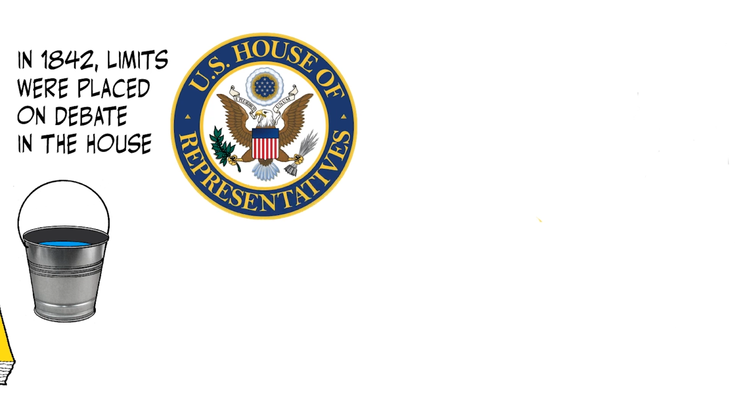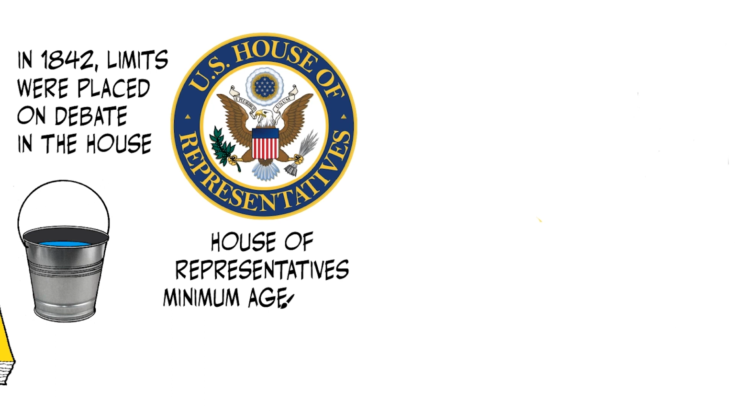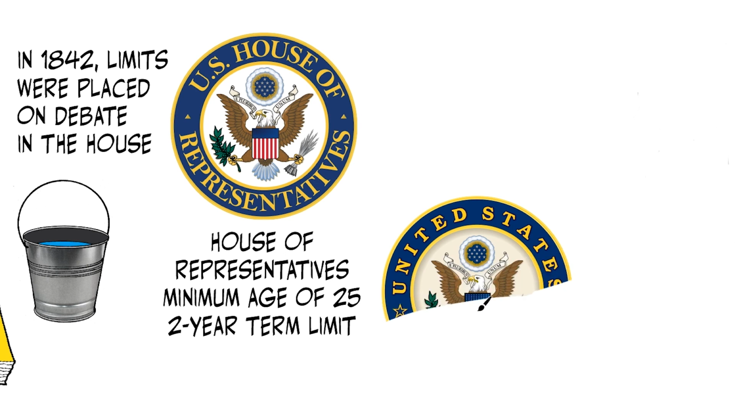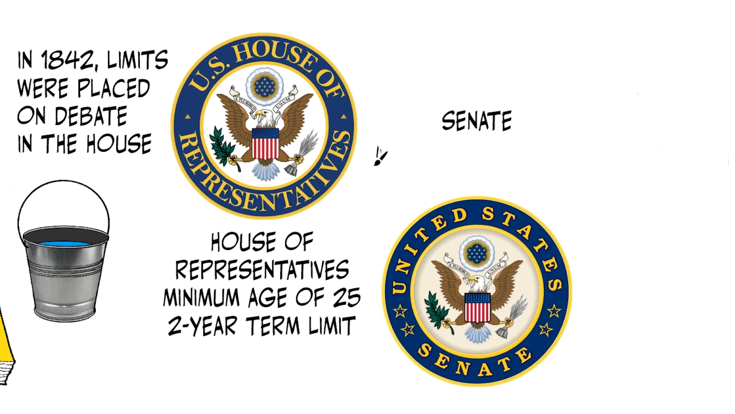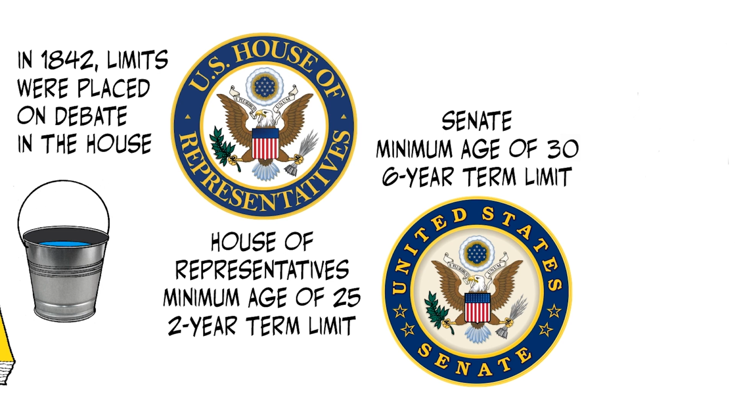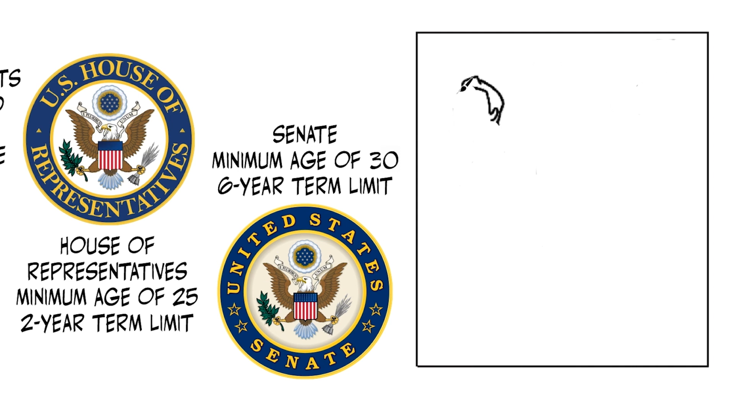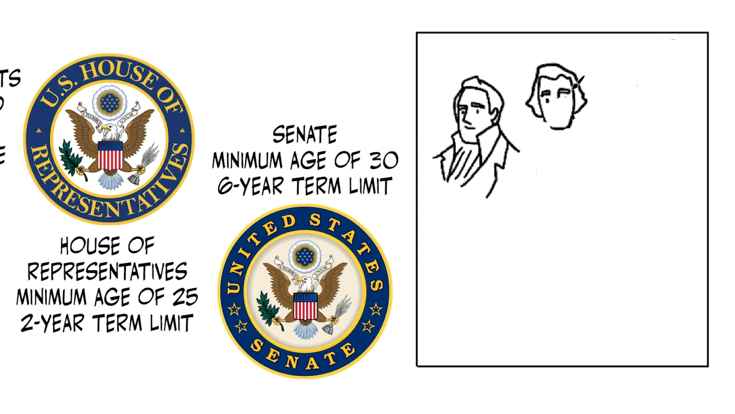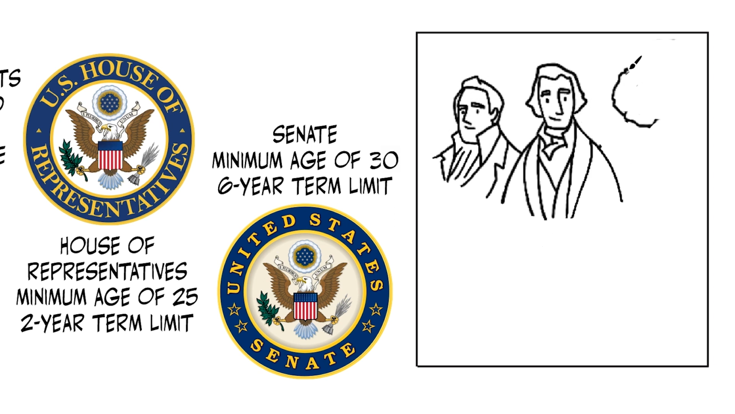In the Constitution, the House, with its 2-year term limit and minimum age of 25, represented the people, while the Senate, with its 6-year term limit and minimum age of 30, represented the states and was intended to be a more mature and deliberating body. Our founding fathers wanted the Senate to be a place where the legislative process was intentionally slowed down so bills could be thoroughly debated and a compromise reached between opposing parties.